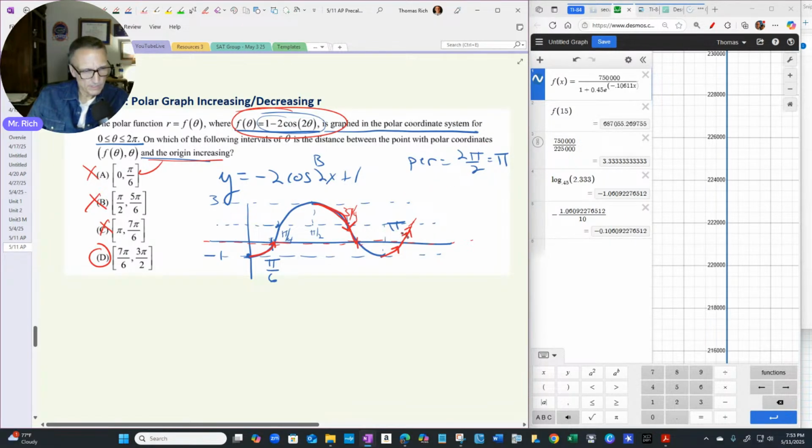Because, let's see, we said over here is where pi is. So over here, that's going to be just past pi. That's where 7 pi over 6 is. So when you get beyond 7 pi over 6, the distance from the origin will be increasing.